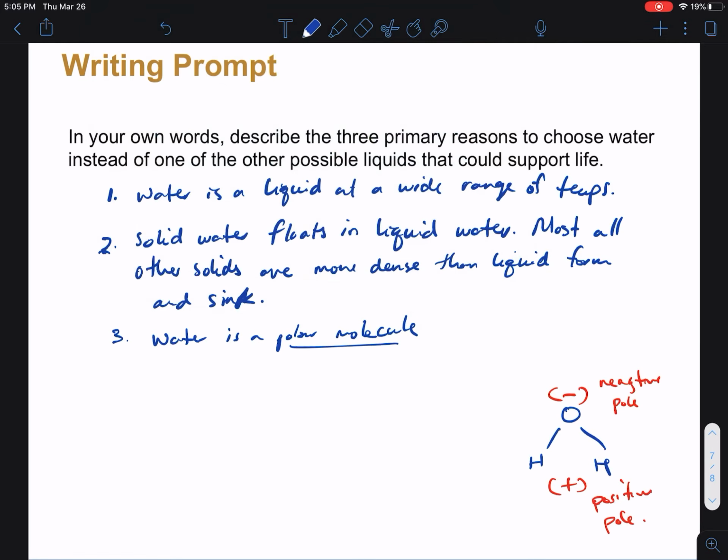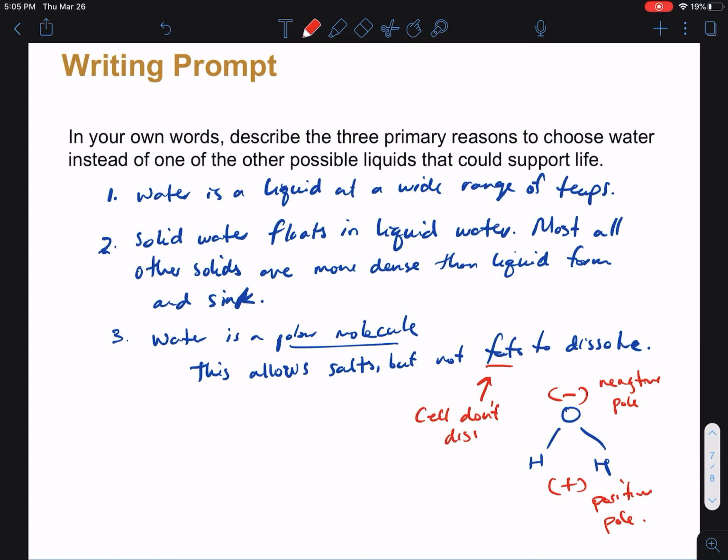Now, this allows salts, but not fats, to dissolve. And this is important. Remember the cell membranes of cells? Cell membranes are made of fats. So cells don't dissolve. If we put cells in some of those other liquids, ethane, methane, ethanol, they would simply dissolve because those are not polar molecules. That would be bad for life.